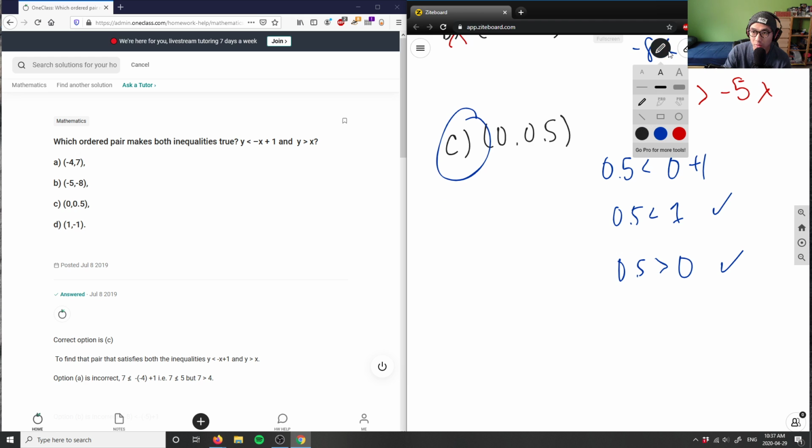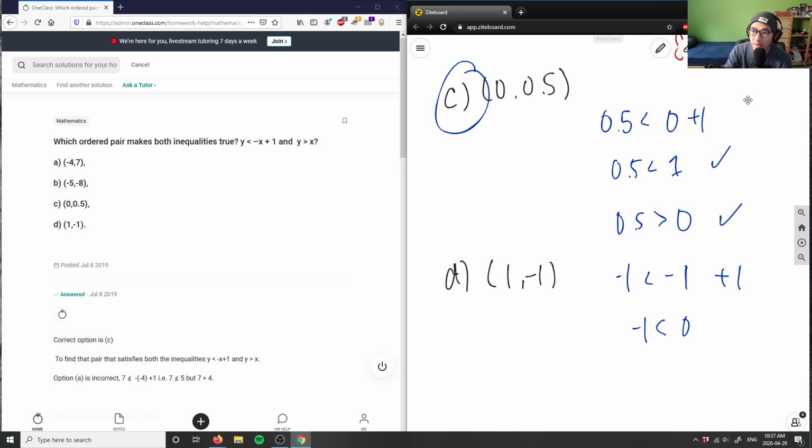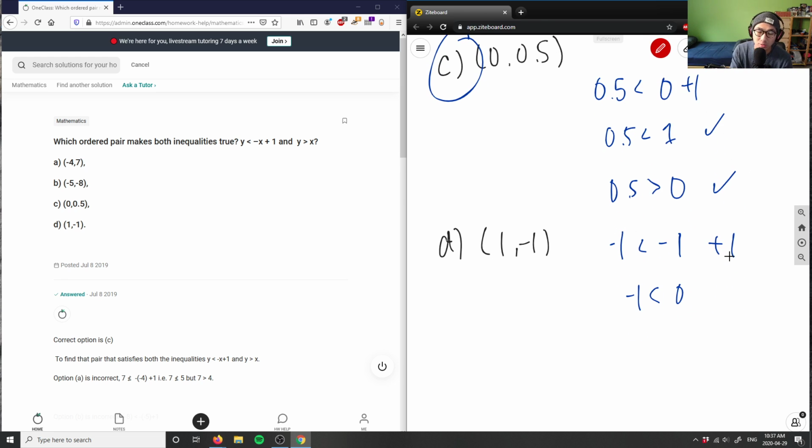I'm just going to check D for you real quick so we don't have two answers in this problem. I have 1 and -1. Y is, again, -1 in this case. It is going to be less than -1 plus 1. -1 is less than 0, so this is correct. Sorry. But I would have to check my other inequality, which is y has to be greater than x. -1 has to be greater than 1. This is not correct because -1 is less than 1. So D is not correct as well. Therefore, C is my only correct answer.